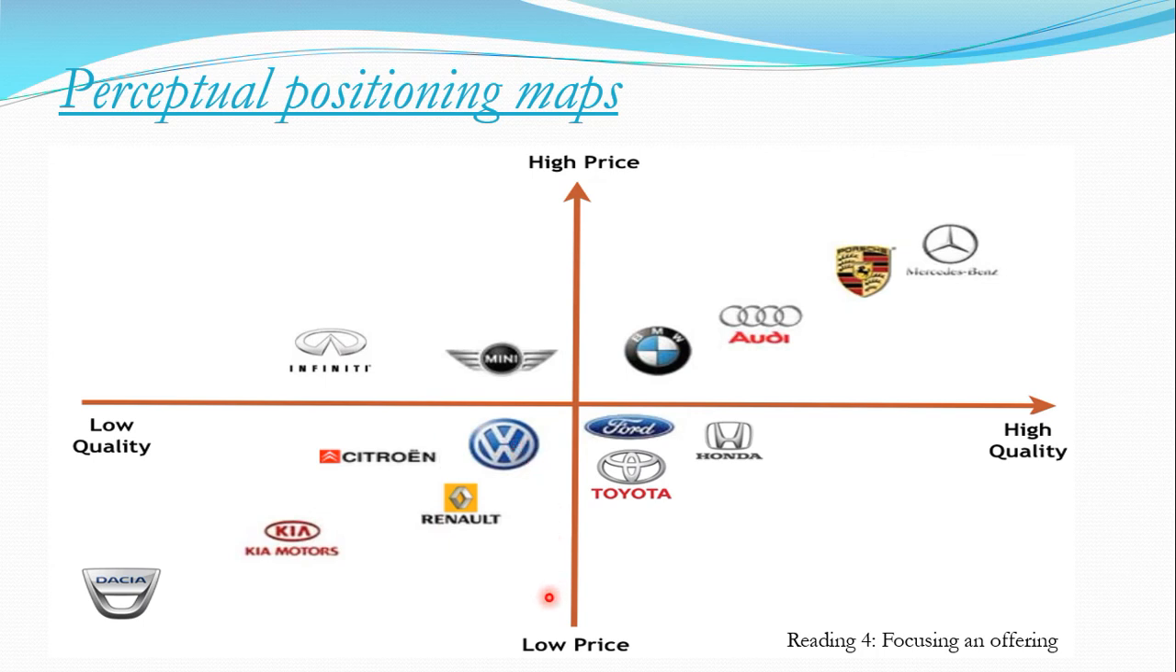This is one example. I'm not discussing if this is true or not, but this is an example of a perceptual positioning map. So for example, if Kia Motors wanted to decide what to do, say they wanted to convince people that they are not low quality, they are high quality with a very good price, to move from here to here. So they are trying to do this. This is actually the tool or the technique that helps organizations to create a favorable position in the minds of consumers.